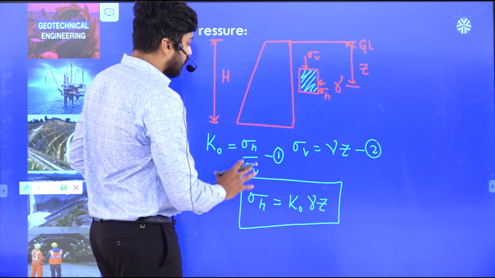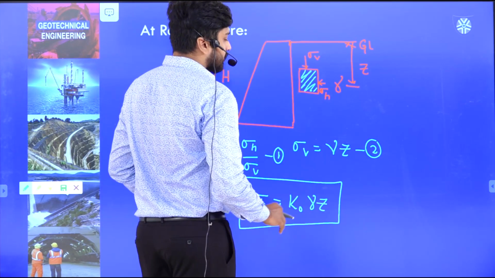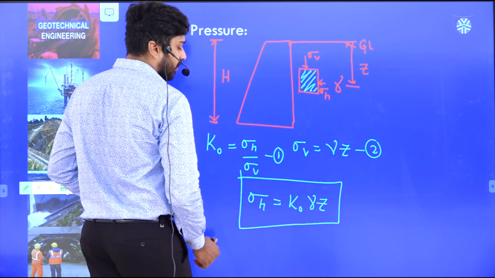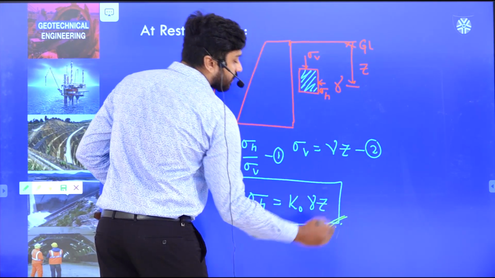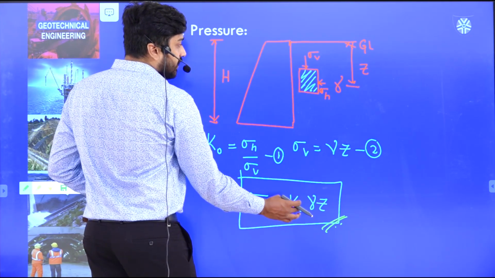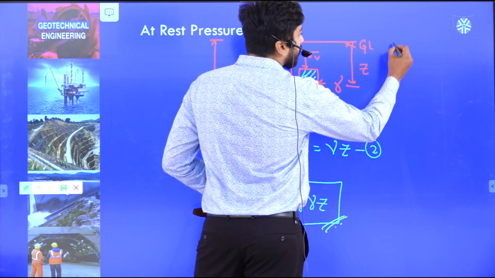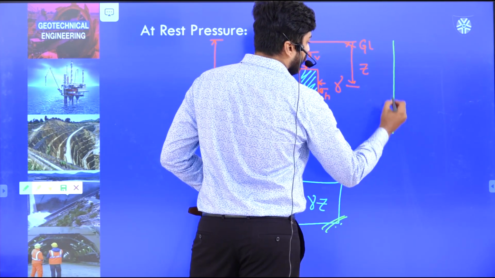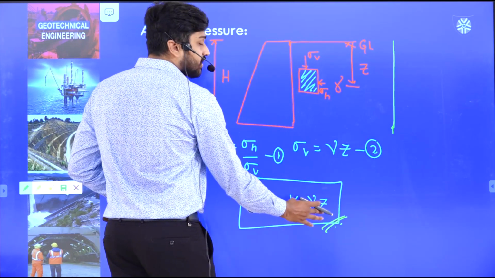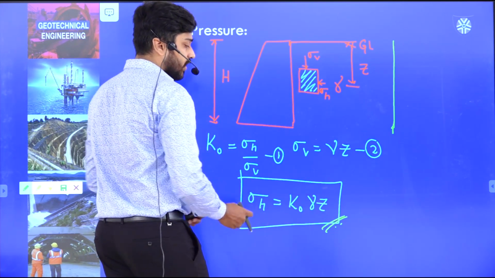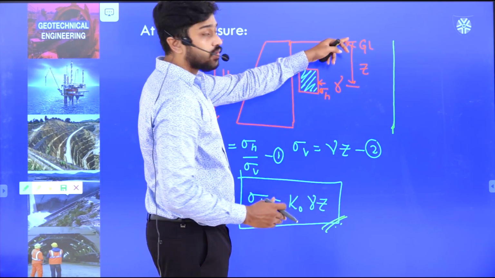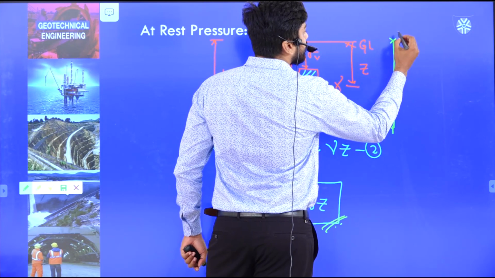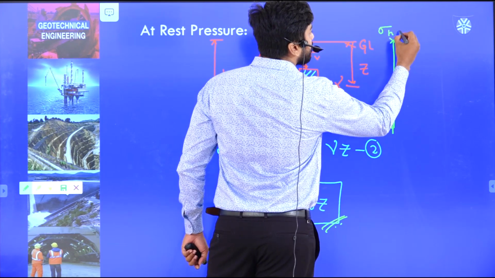For this particular case, let us consider this equation and use it to draw a lateral stress diagram, or lateral pressure diagram. When the depth is 0, at the ground level, sigma h is 0. So at this point sigma h is equal to 0.